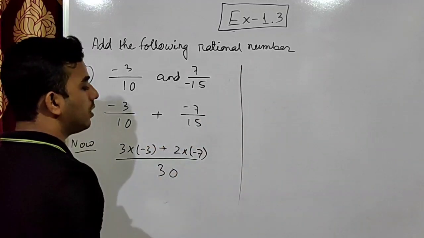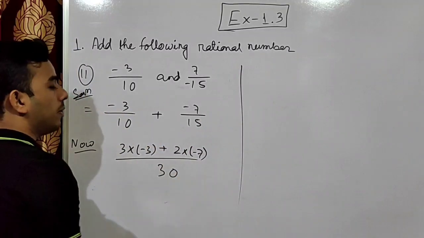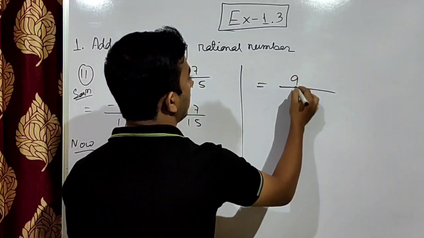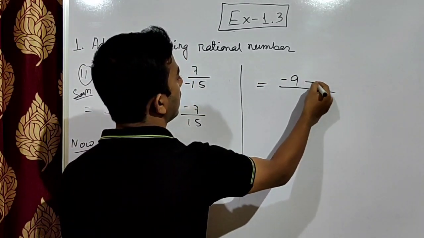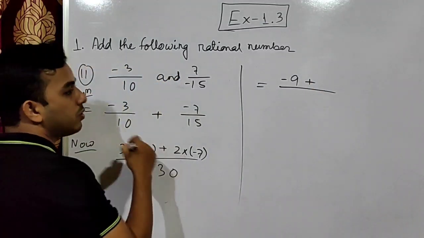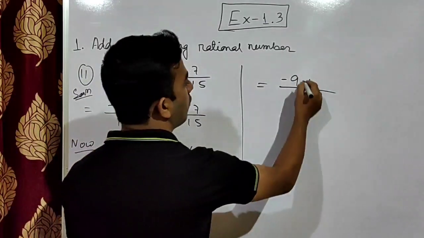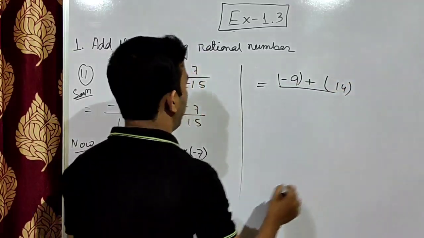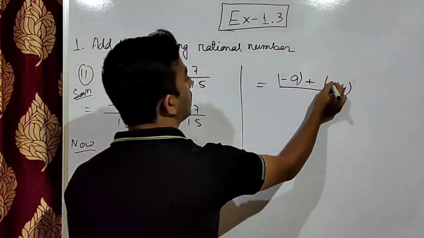So the next step is 3 into minus 3. 3 into 3 is how much? It is 9, and 3 into minus 3 is minus 9. Then plus sign. 2 into 7 is how much? It is 14. Clear? And 2 into minus 7 is minus 14.